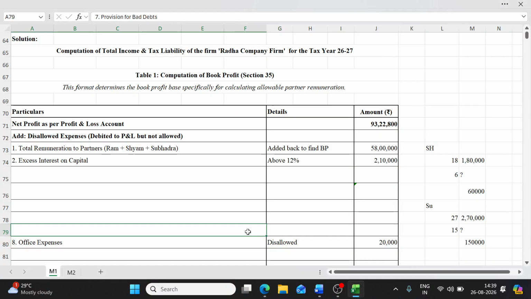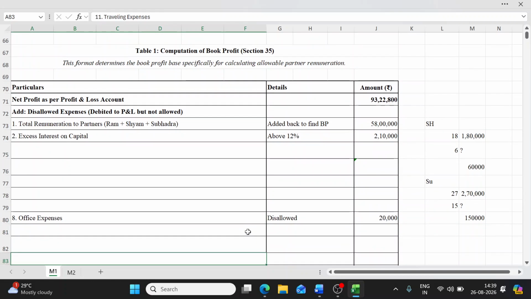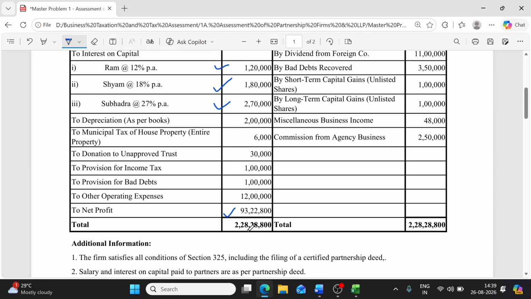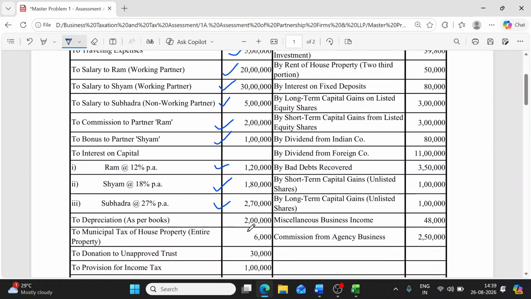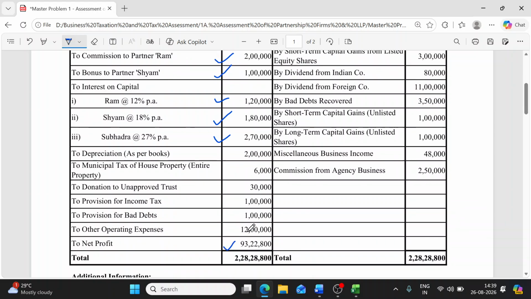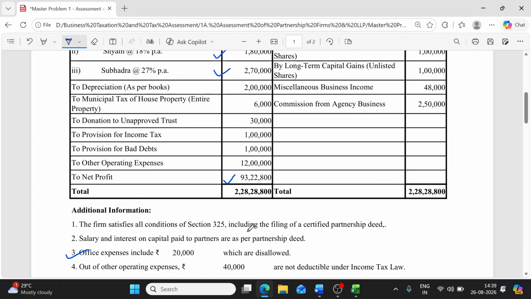So traveling expenses, where have I shown them? Okay, I have shown traveling expenses here in row number 83, point number 11. Okay. Now the next point in the problem, I think we have already done, we have already provided the effects for salaries, remuneration, then interest. Next is depreciation as per book.